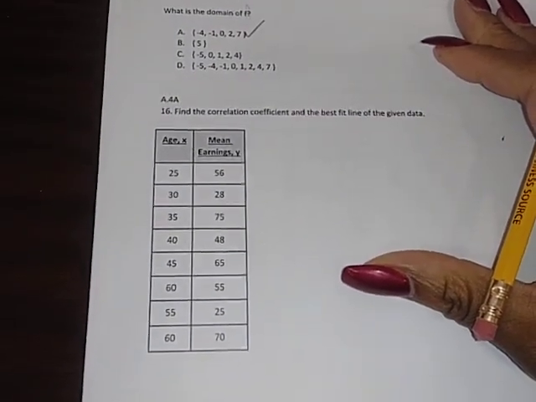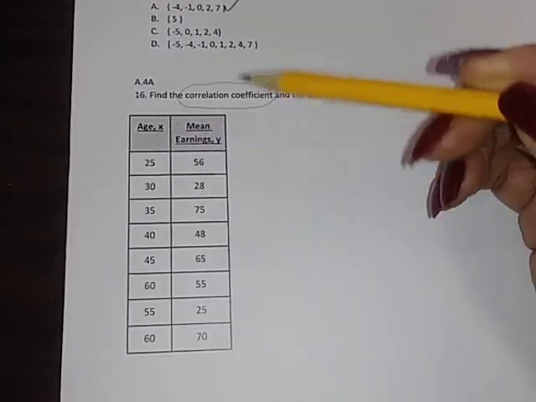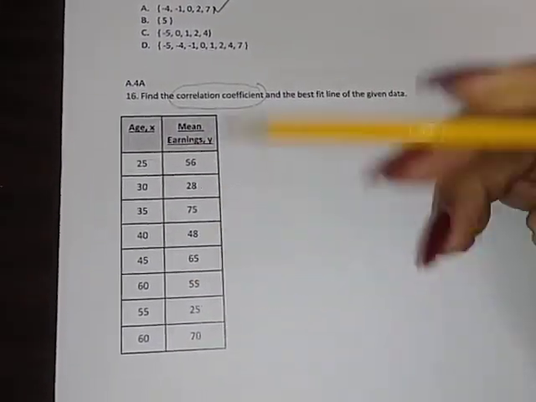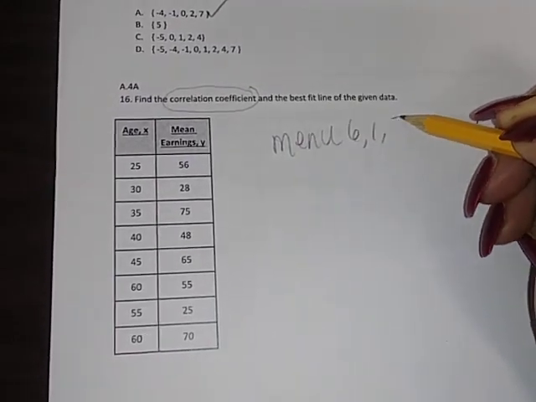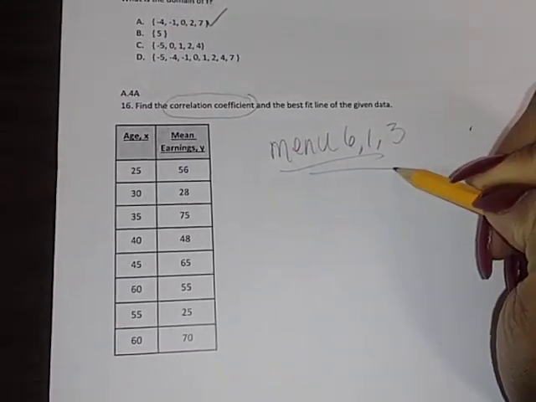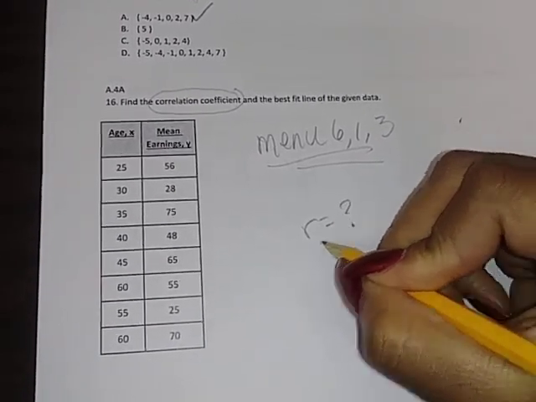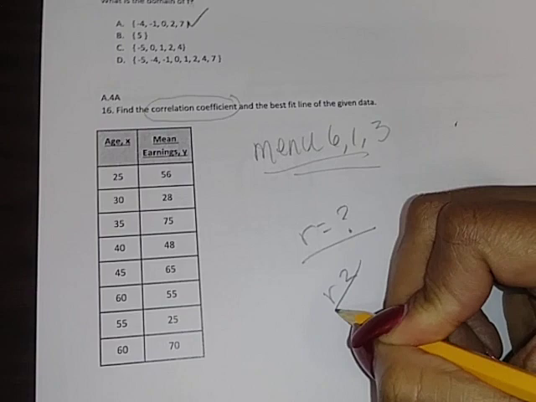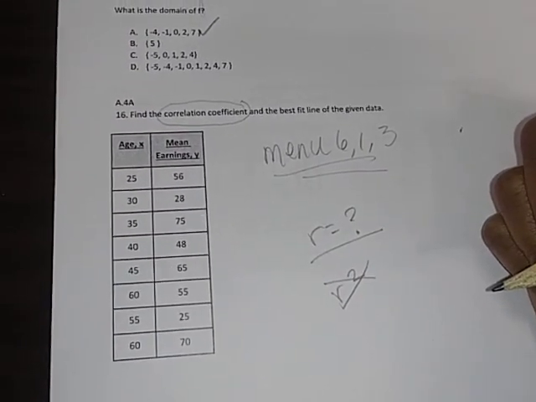Ooh, another correlation coefficient problem. So what do you have to do? Put all of these numbers into the calculator. Use this code and look for R, not R squared. Moving on.